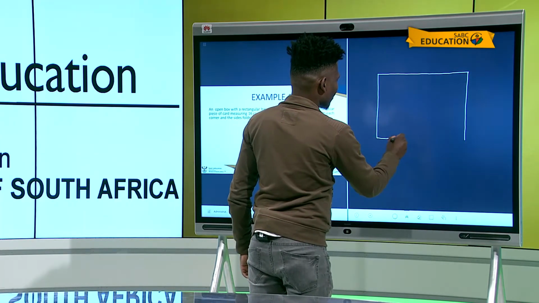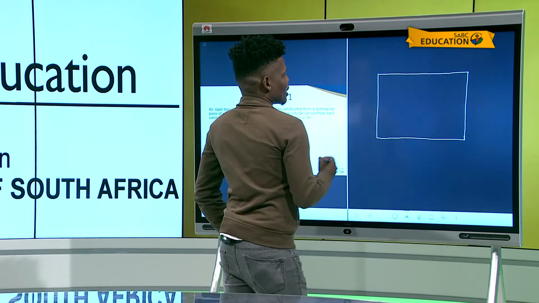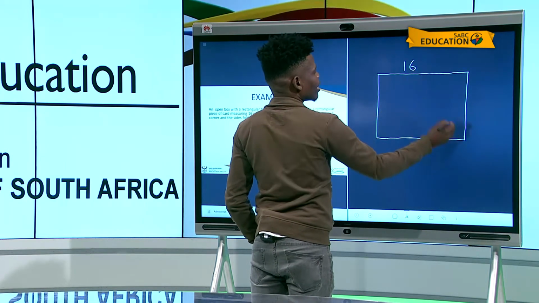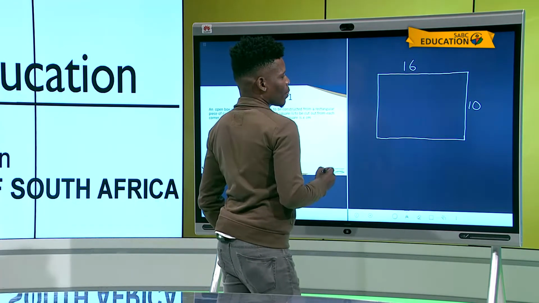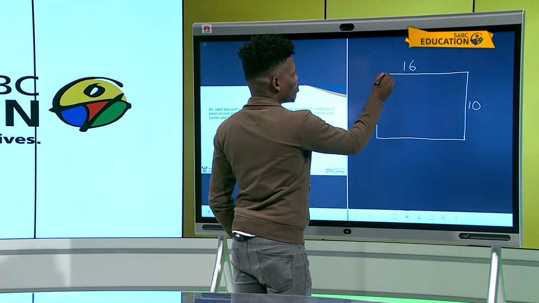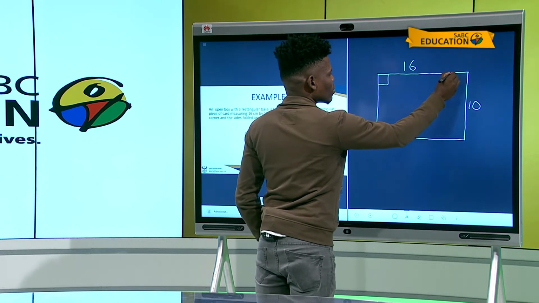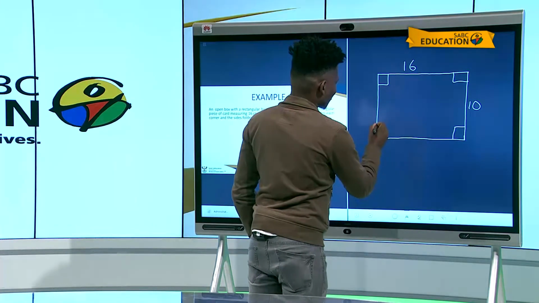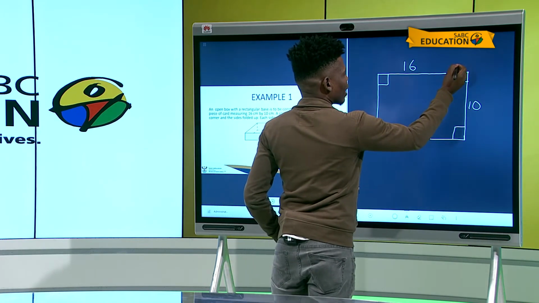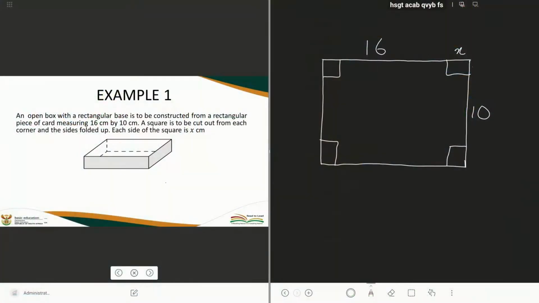So we are told that we have a rectangular card there, and its dimensions are 16 by 10 centimeters. We are then told that to make this box, we should cut out squares at each corner. And the length of this square, we are told it's x, so that is x. And then that is x, that is going to be x, and so forth. All right, so now, it means this part is going to be cut out. So that part will be cut out, that part will be cut out.